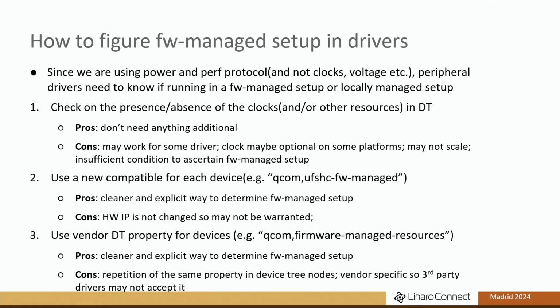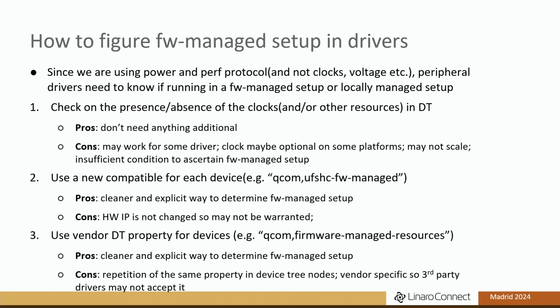Second option could be that we use a new compatible for our firmware managed variant. So it's a cleaner solution. It's an explicit way to decide. The driver can know explicitly whether it's running in a firmware managed variant or the locally managed. However, since the hardware IP is still the same between the two variants, we don't know if it is justified to use the new compatible. There is a difference of opinion in the community about it. Some people say because the interface from firmware to OS is changing, therefore it is justified to use a new compatible. Others have a different opinion though.